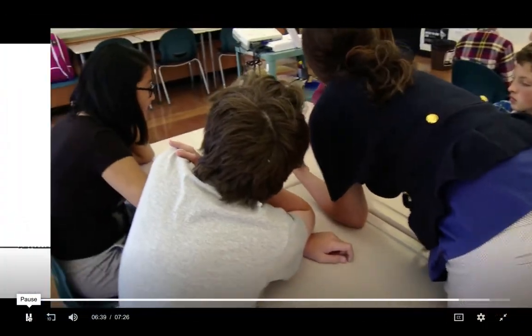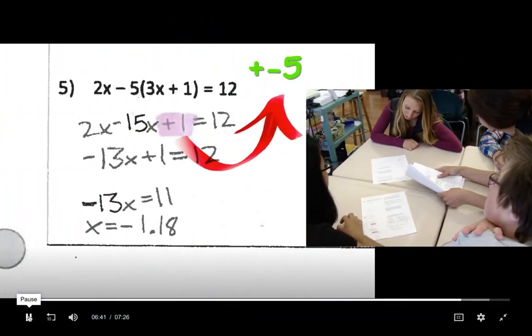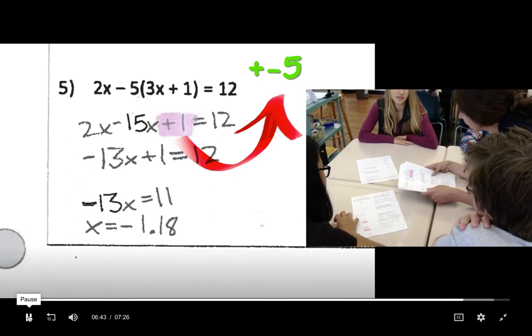What happened here? It was supposed to be plus -5. Plus -5.